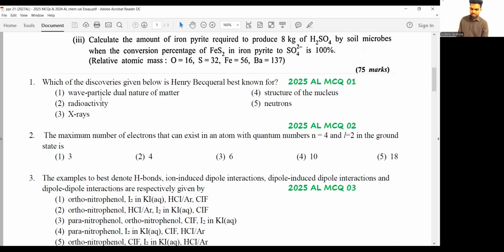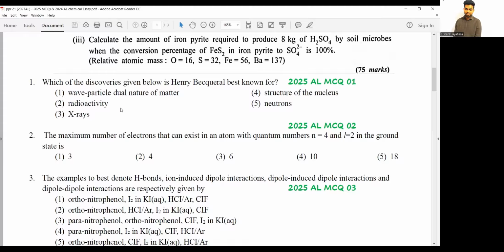Which of the discoveries given below is Henry Becquerel best known for? So Henry Becquerel is a very easy question, right? It's related to radioactivity. So those who answered, everyone has selected that answer. Very good.